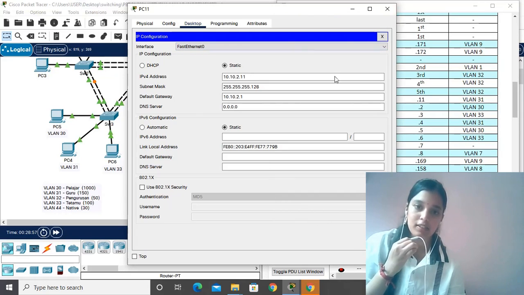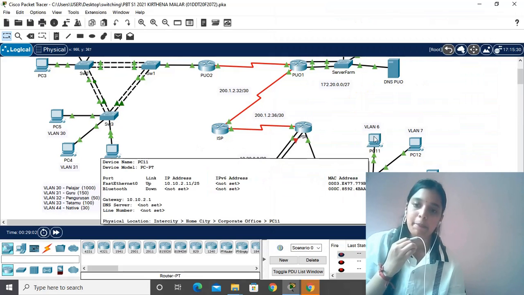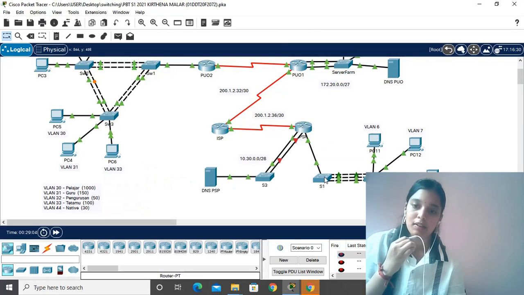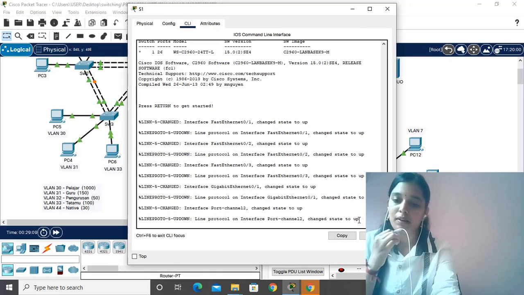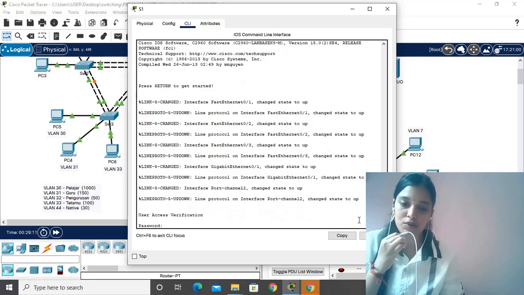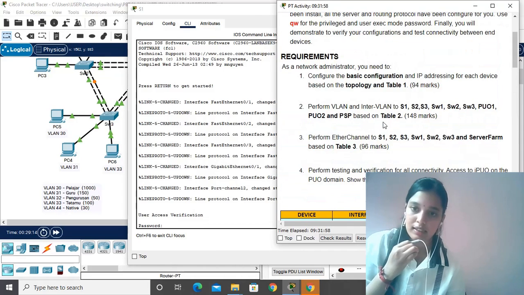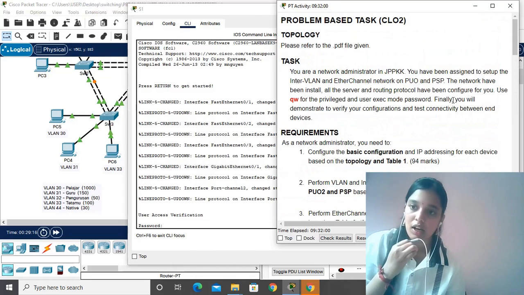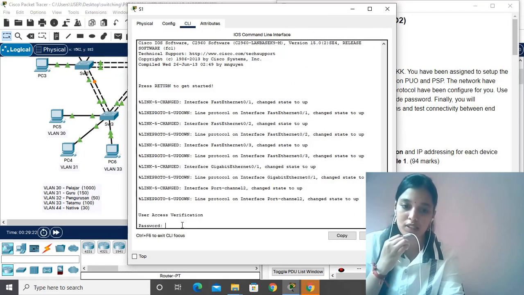Okay, this is the example of steps I show. The next step I would like to show is go to the S1, press enter. They are asking to write the password. In the instruction that is given, use QW for the privileged and user access mode password. We should write here QW, the password is QW.